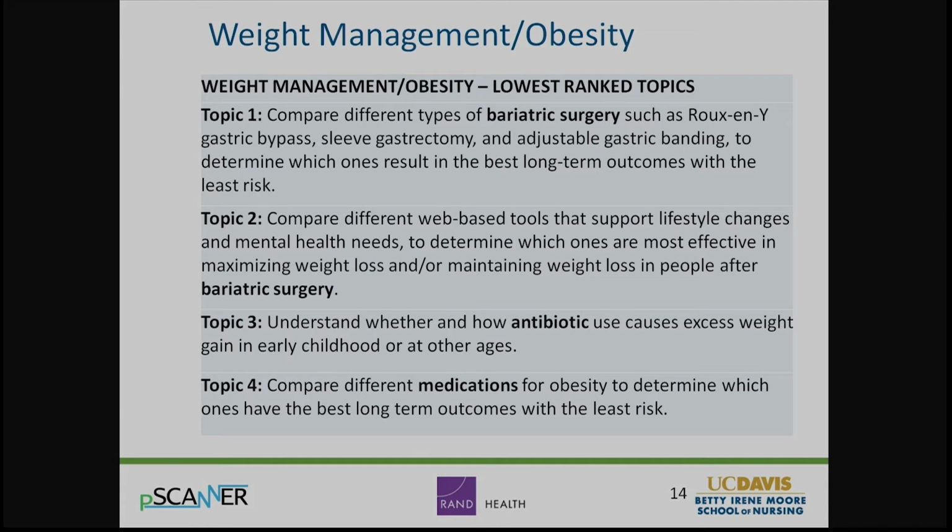So these are the actual topics. For weight management obesity, there were 9 topics that we started with, all nominated by our Stakeholder Advisory Board. The 4 topics that were the lowest ranked in terms of mean score are these. You can see that there are 2 topics related to bariatric surgery and 2 related to medications, one being antibiotics and one being medications. So these were the lowest ranked across all the panels.